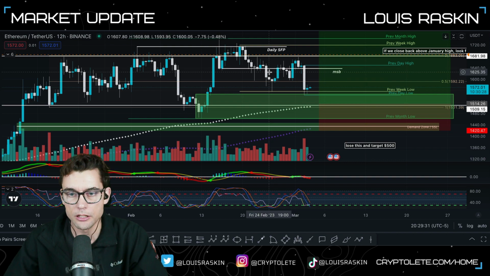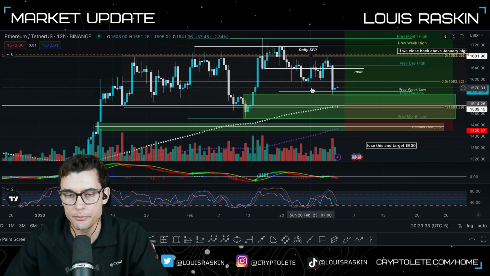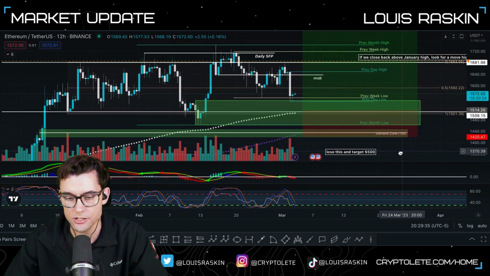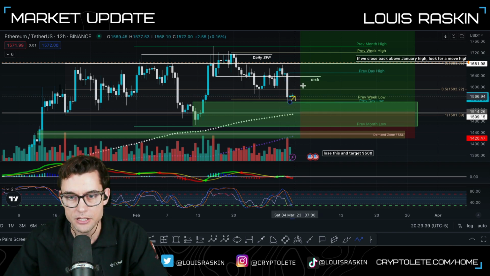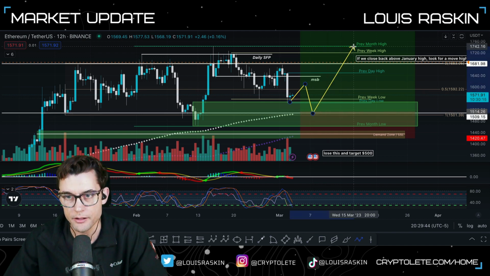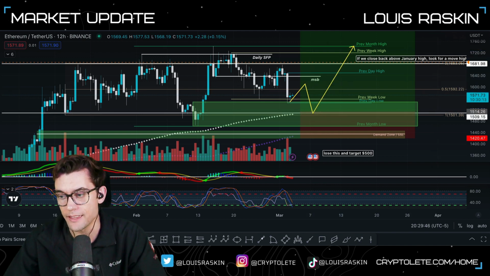So this actually goes a little bit with my theory of maybe we come up, we go back down, snag this area, and then we move up again. That's possible.